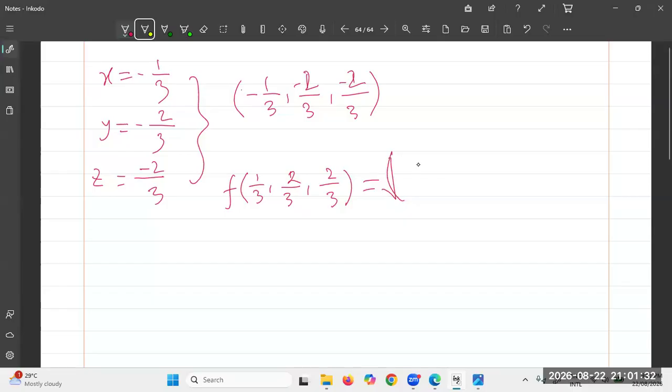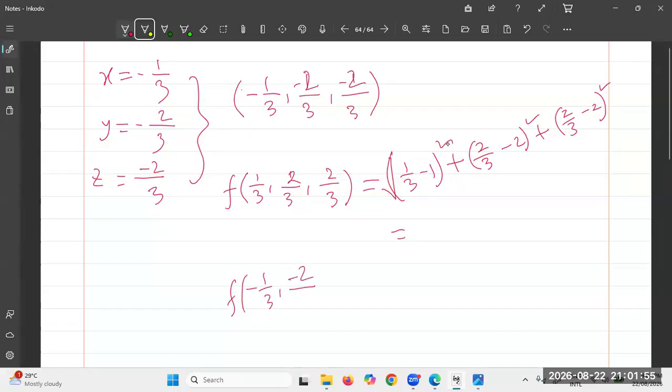Square, which was x minus 1, so 1 over 3 minus 1 square. Y value is 2, 2 over 3 minus 2 square. So this is the closest point, and the second quantity is minus 1 over 3, minus 2 over 3, minus 2 over 3.